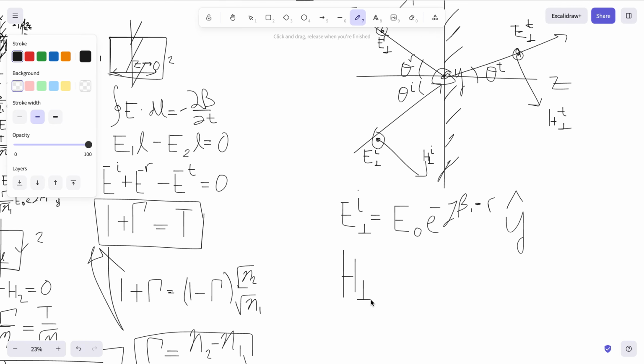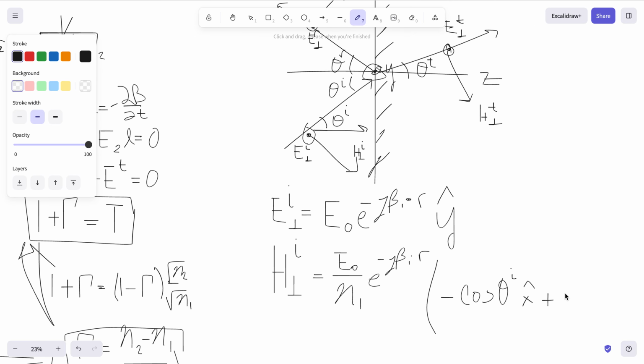H perpendicular incident is equal to E naught over mu 1 e to the minus j beta 1 dot r, this time in the, and you can do the trigonometry out for yourself, but it will be in the minus cosine theta sub I x hat plus sine theta sub I y hat, or sorry, z hat.